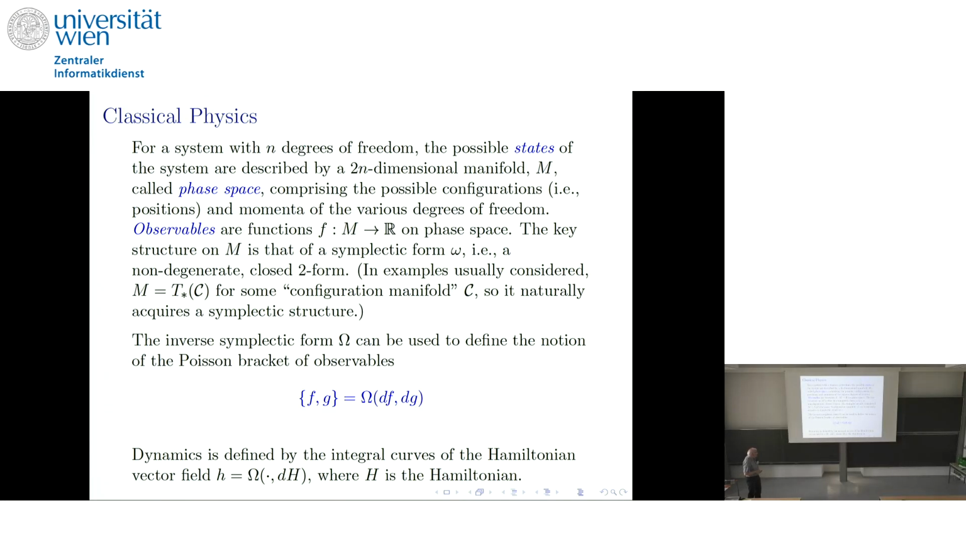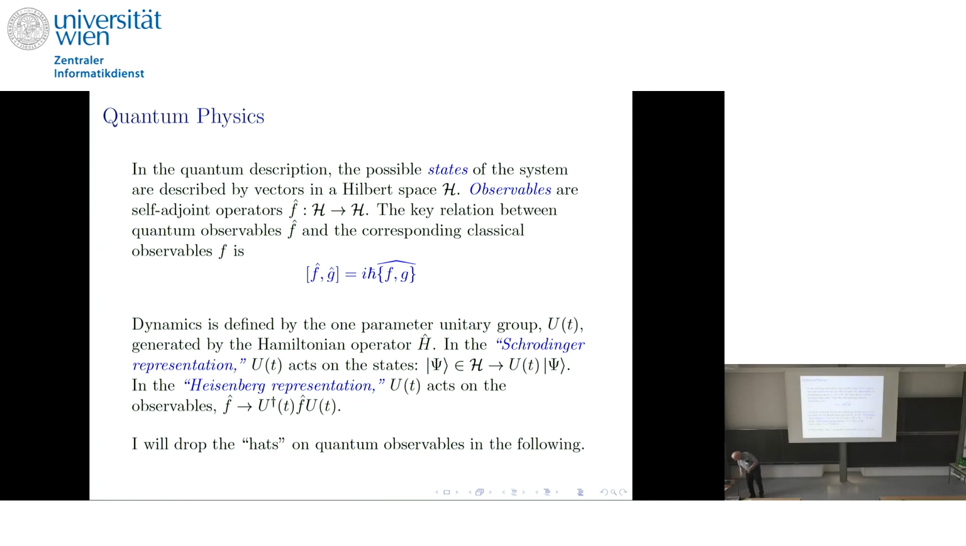And finally, dynamics, in Hamiltonian mechanics, which I'm talking about here, is described by providing a Hamiltonian function, and the vector field that you get by using the inverse symplectic form to raise an index of the gradient of the Hamiltonian, the integral curves of that define the dynamics. So that's really very different from what happens in quantum mechanics.